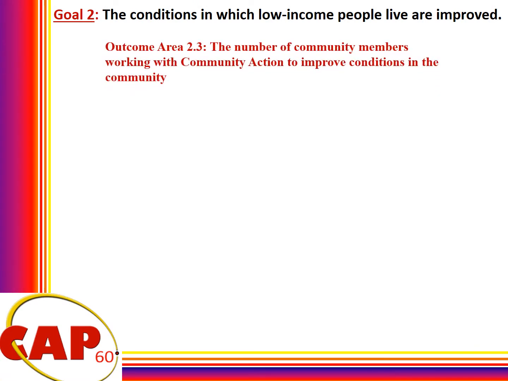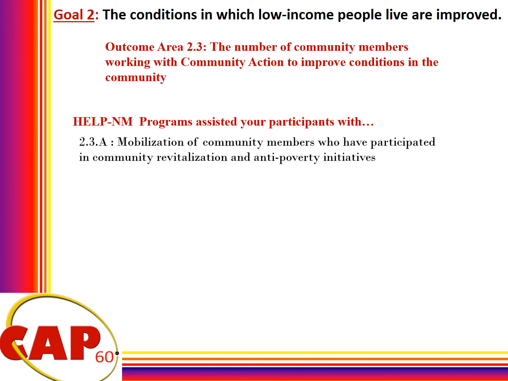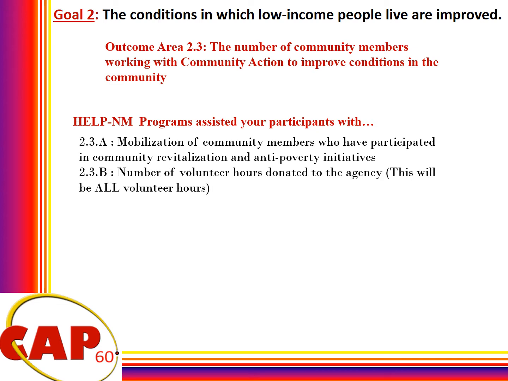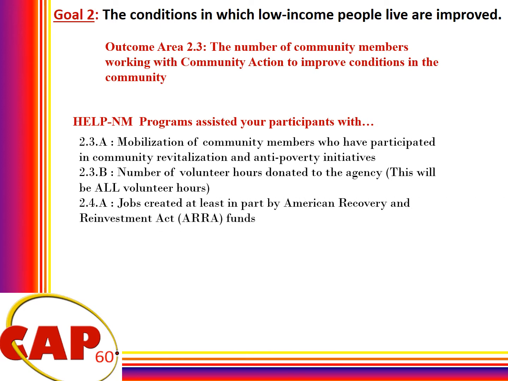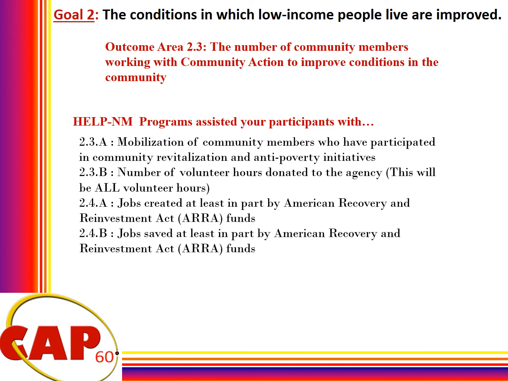Outcome Area 2.3. The number of community members working with community action to improve conditions in the community. Use these indicators if Help New Mexico programs have assisted your participants with any of the following. 2.3a. Mobilization of community members who have participated in the community revitalization and anti-poverty initiatives. 2.3b. Number of volunteer hours donated to the agency. 2.4a. Jobs created at least in part by the American Recovery and Reinvestment Act. 2.4b. Jobs saved at least in part by the American Recovery and Reinvestment Act.